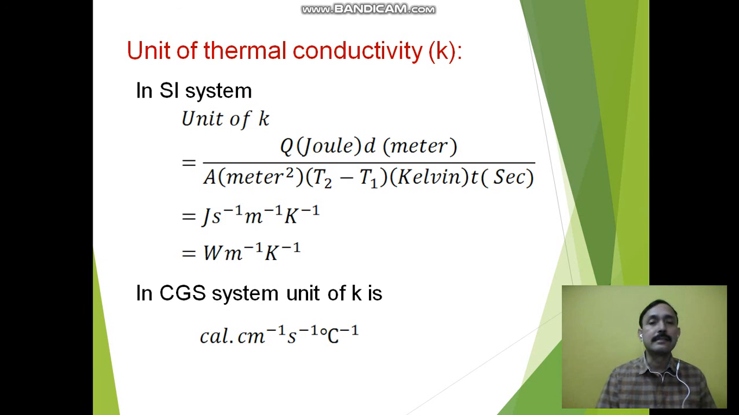In the CGS system, the unit is found by the same process. This becomes calorie, second inverse, centimeter inverse, and degree centigrade inverse. We can write calorie centimeter inverse second inverse degree centigrade inverse.